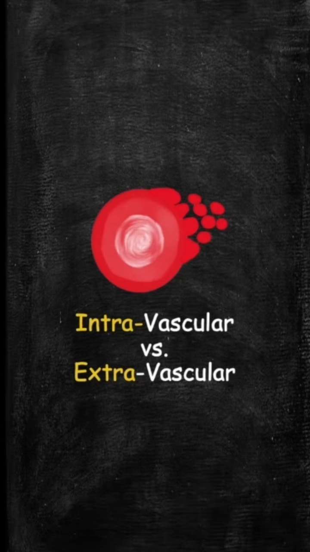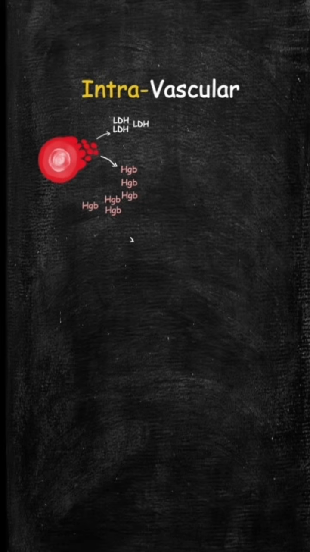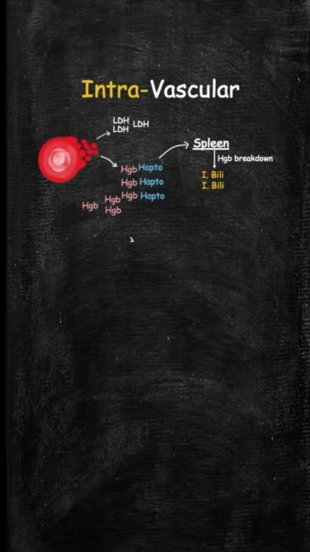Same disease, completely different labs, intravascular versus extravascular. Here's the difference. In intravascular hemolysis, red blood cells are lysed inside vessels, so LDH and hemoglobin spill into blood. Haptoglobin binds some of the free hemoglobin and takes it to the spleen, where hemoglobin is metabolized into bilirubin, which is then released back into blood.